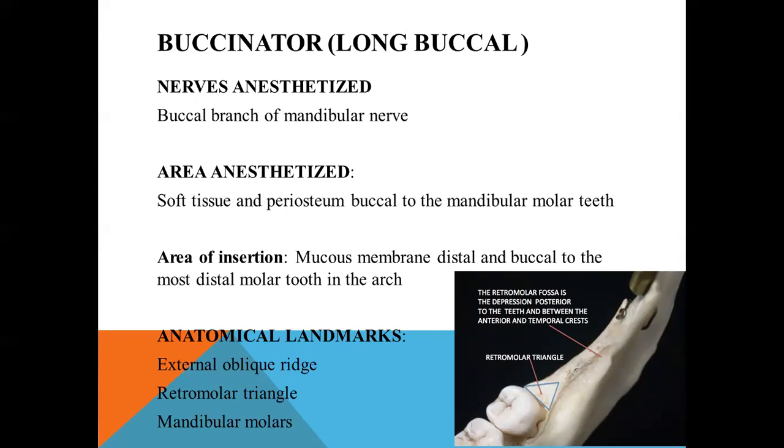The anatomical landmarks are the external oblique ridge, retromolar triangle, and the mandibular molars. You can appreciate the retromolar triangle, mandibular molars, and then the retromolar fossa, a depression posterior to the teeth.